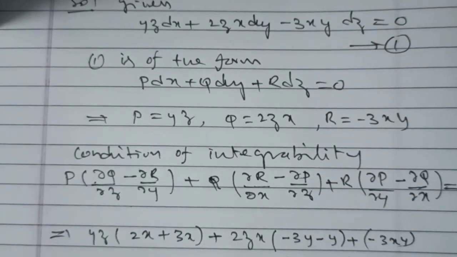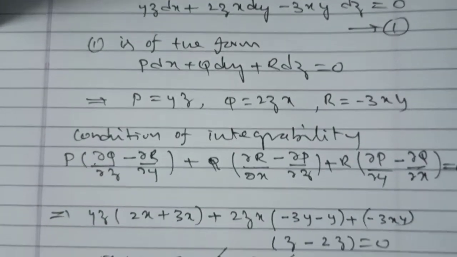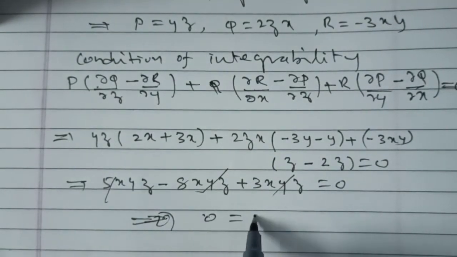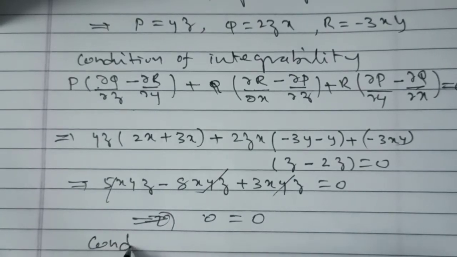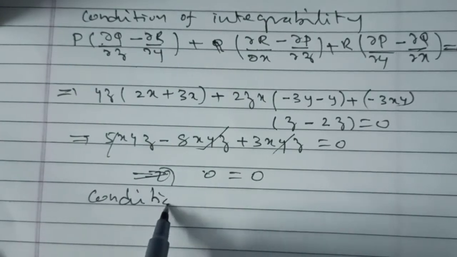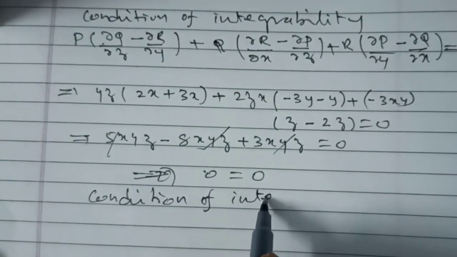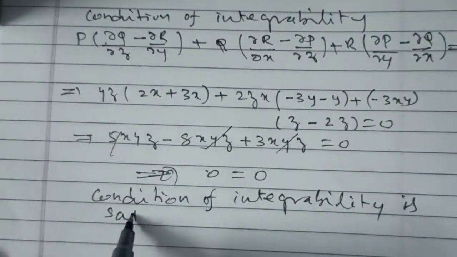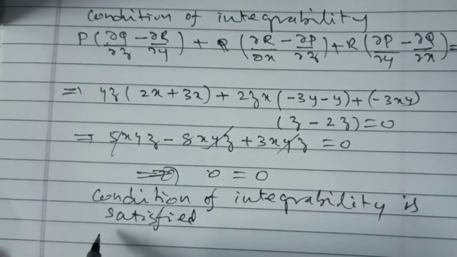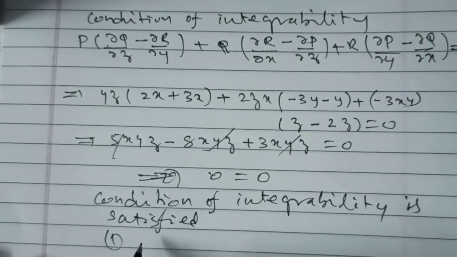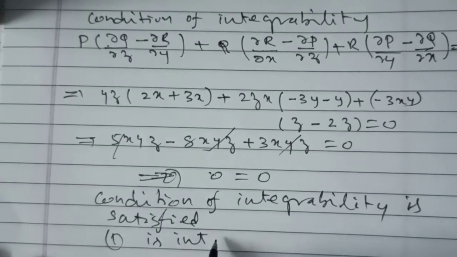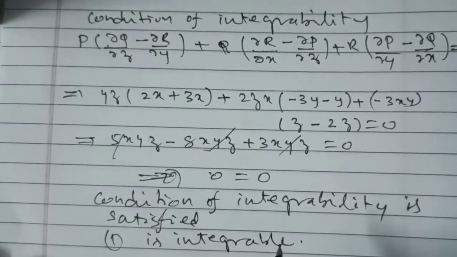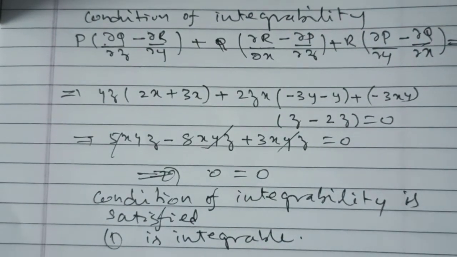So 0 is equal to 0. So the condition of integrability is satisfied. So equation 1 is integrable, so by rearranging the terms in this method, we can arrange the terms and solve it.